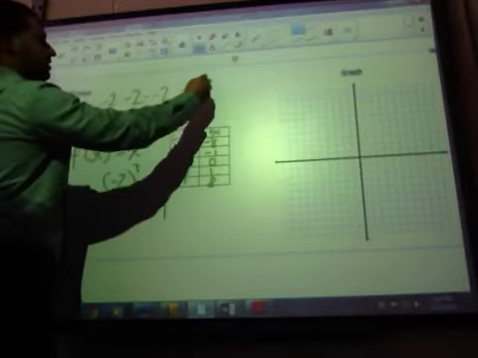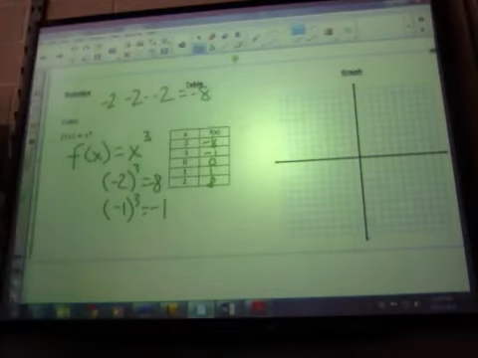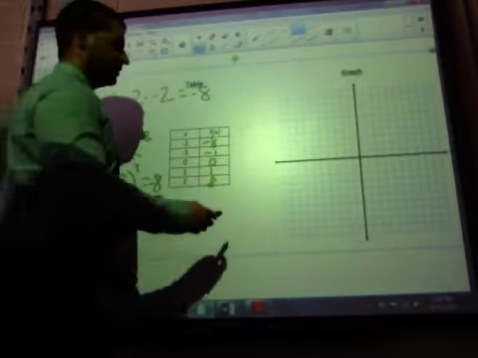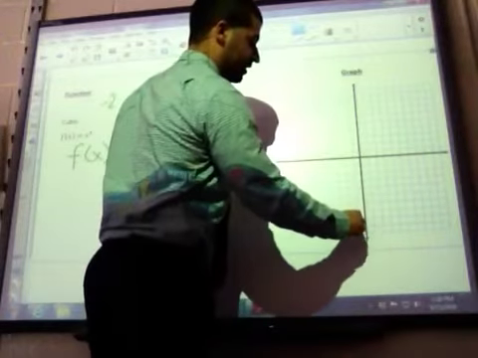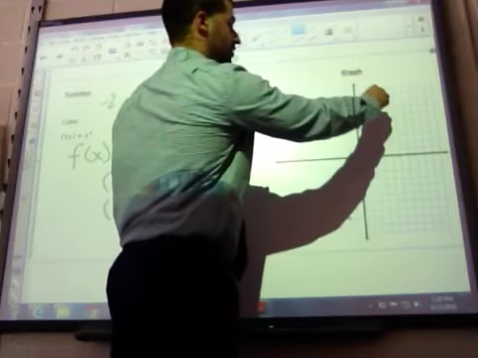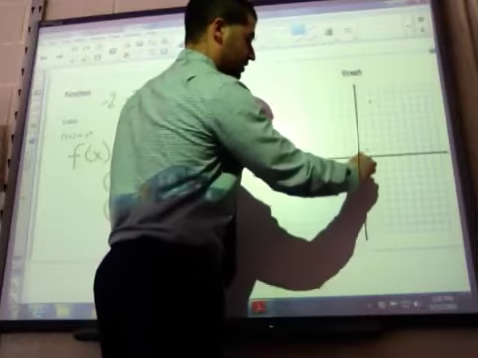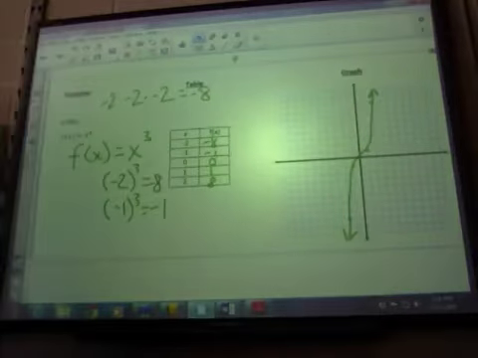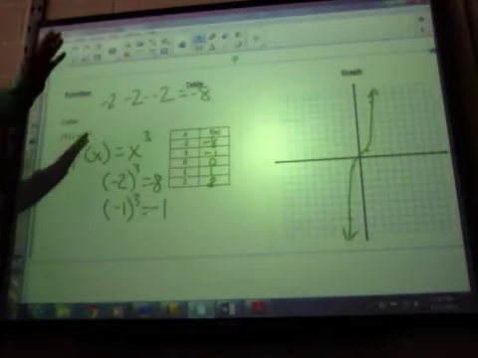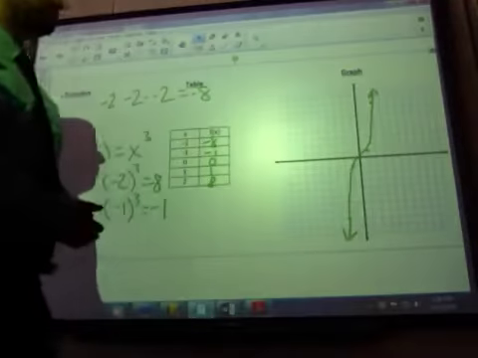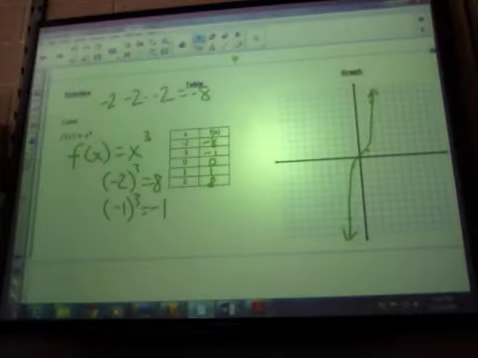which is -8. So we'll plot this graph, and it's going to look different than many of the graphs we've ever seen. So -2, -8, -1, -1, 0, 0, 1, 1, and 2, 8. So it's this type of graph. Starts low, ends up high, makes this little curve here near the middle. And that is your cubic graph.